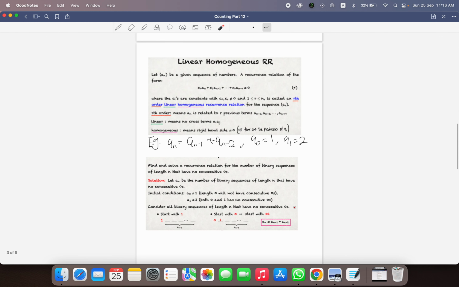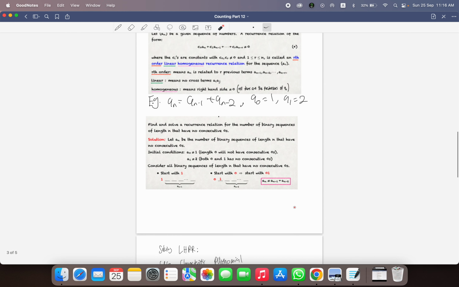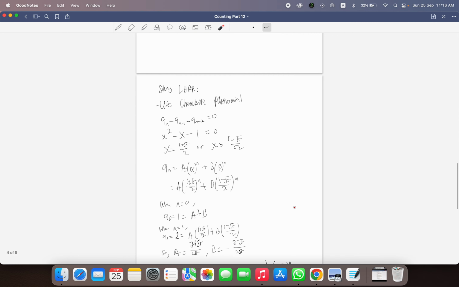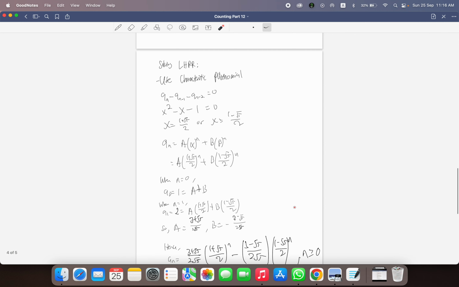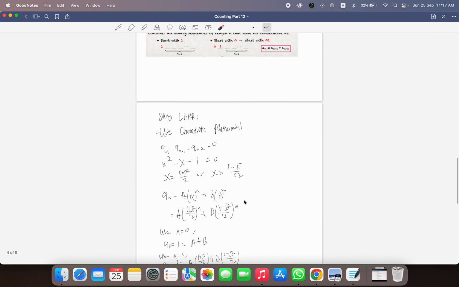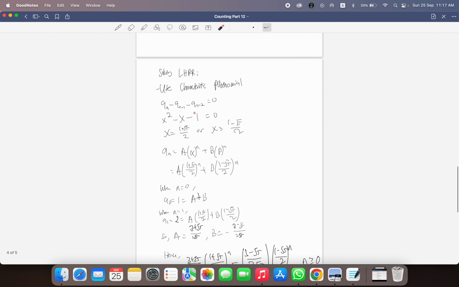But for this case, a linear homogeneous recurrence relation, we can actually solve it. And there's a step-by-step approach to solving it, and that is the use of a characteristic polynomial. So the first step is to shift all the terms to one side. So we have shifted it: a_n minus a_{n-1} minus a_{n-2}.